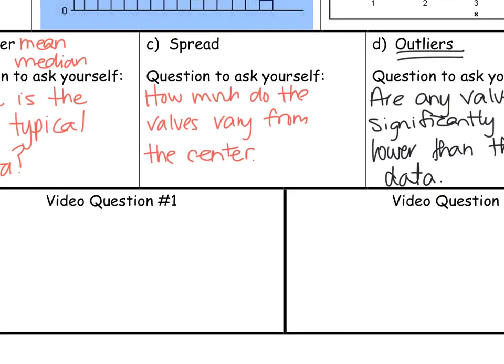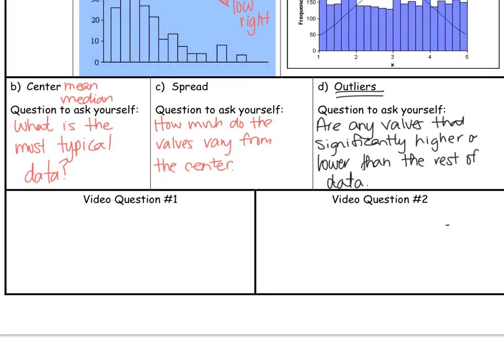So we've reformatted our notes a little bit differently this time. On the bottom of your notes page, you'll see a spot to answer video question number 1 and a spot to answer video question number 2. Please, you can go ahead and answer your questions there. I am not going to do a Google form for this unit, but video question number 1 and video question number 2 will be answered at the bottom of your paper.